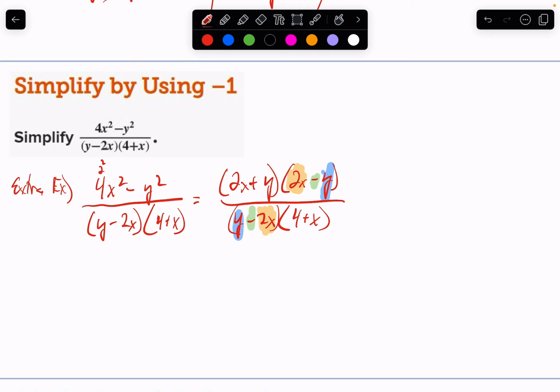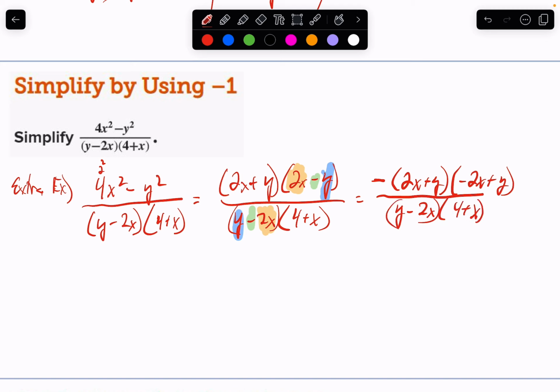Before I can switch their spots, I need to pull out that negative. And you can put it out in front of your parenthesis. You can put it out in front of the whole fraction. It doesn't really matter where it goes. But I'm going to leave it 2x plus y on this one. And this one becomes minus 2x plus y. And then I got y minus 2x on the bottom, plus y, 4 plus x there.